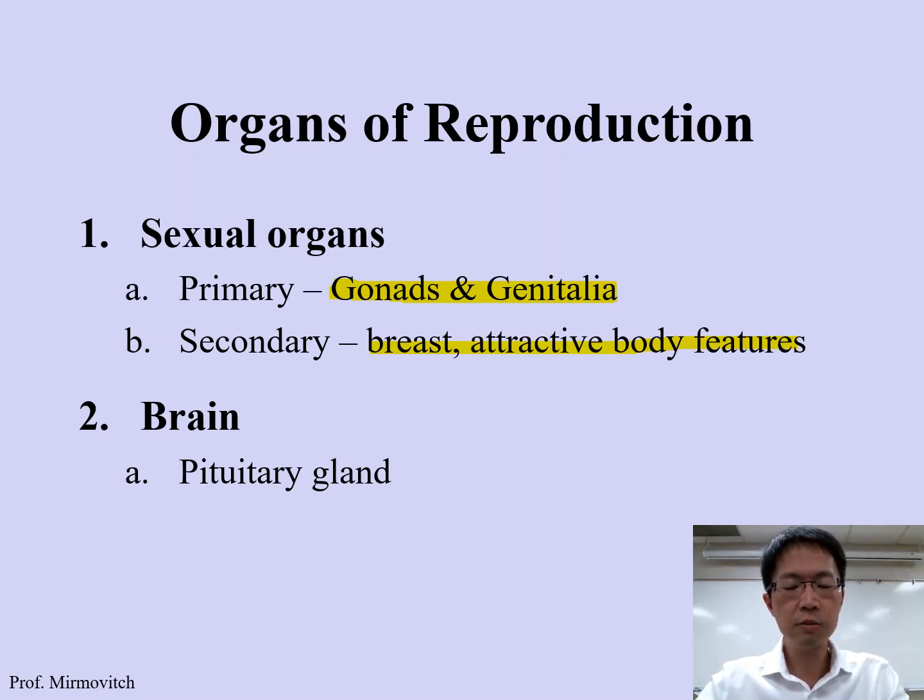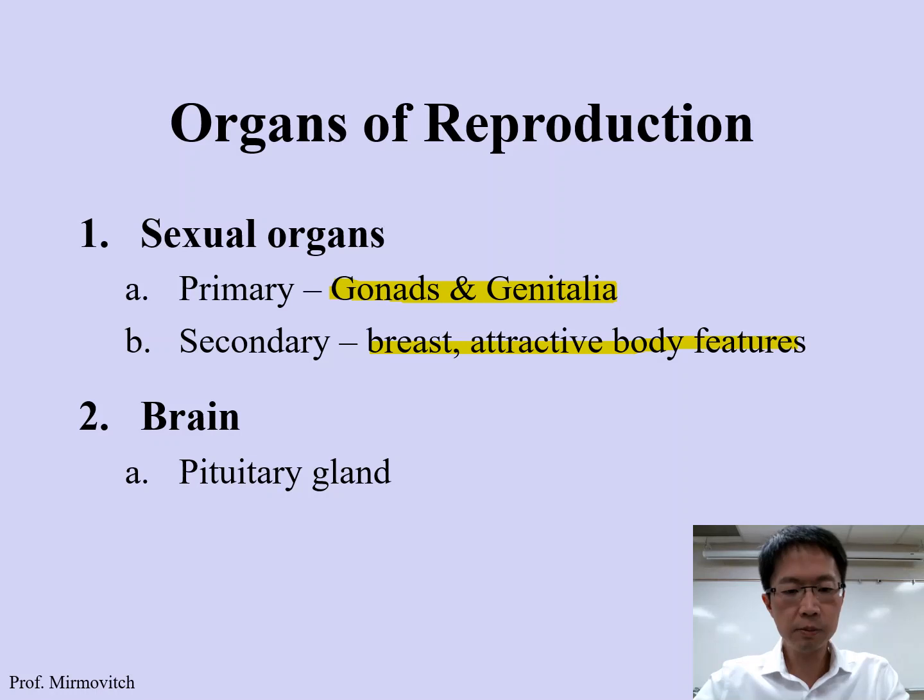For female, it is the development of the breast or widening of the hip, accumulation of body fat, etc. Accumulation of body fat is for the female to store enough energy for pregnancy. For male, the secondary characteristics are like facial hair, the beard, muscular mass, widening of the shoulder, the pectoral girdle, and so on and so forth. Those are the male secondary characteristics.